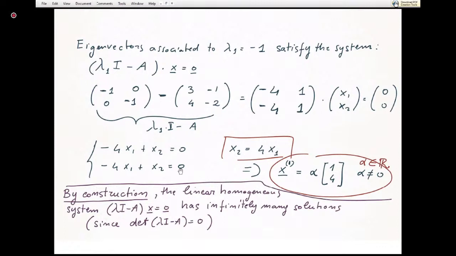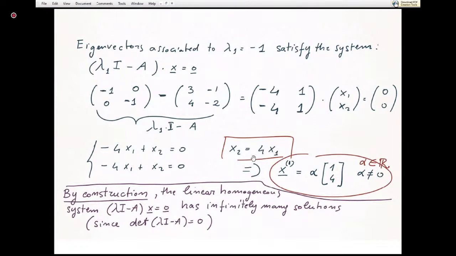In general, when we do that, we see that the two equations are redundant. In fact, there is only one equation, okay? And this is the reason why we have infinitely many solutions. We don't have really two equations. We have two unknowns, but one equation, in fact. We can find the solution in this way: x2 is equal to 4x1.